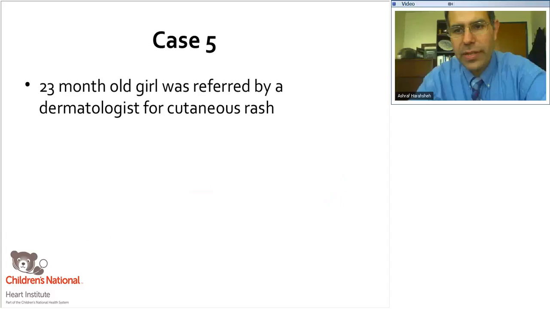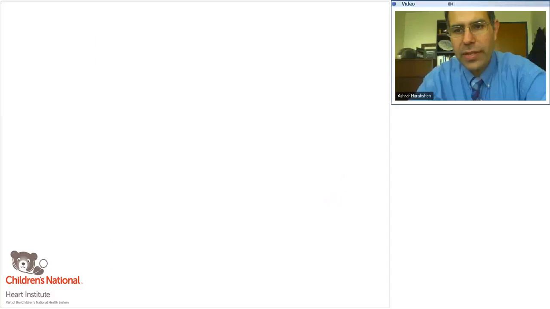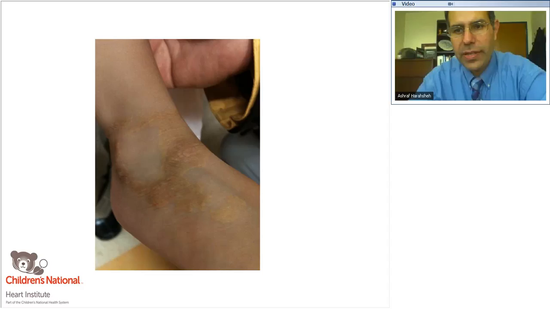This 23-month-old girl was referred to us by a dermatologist, and I would like you to look at the cutaneous rash that she has. This is in front of her knee. This is what we saw on her elbows. And this is down at the ankle.